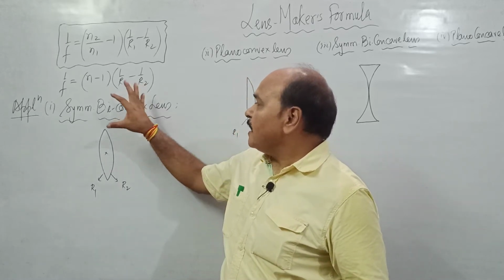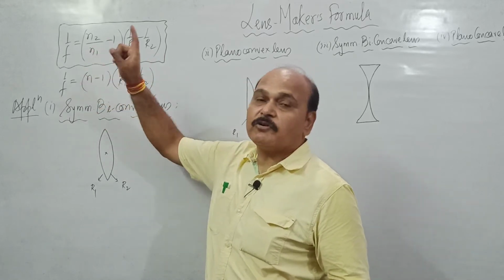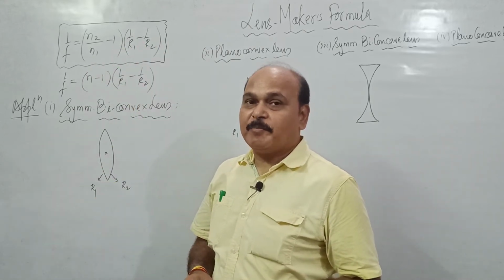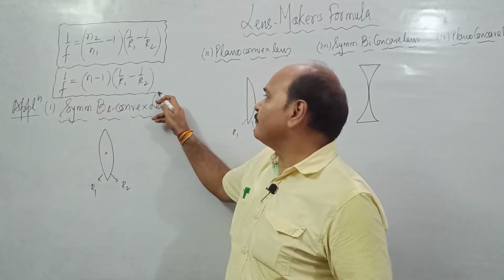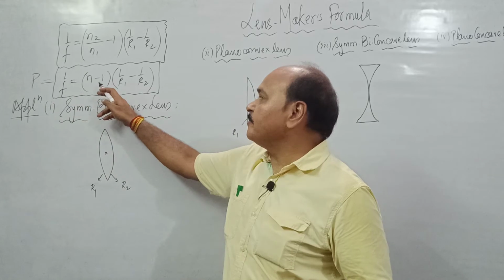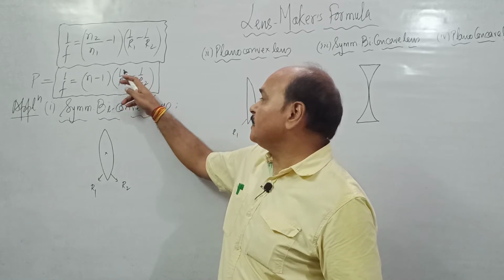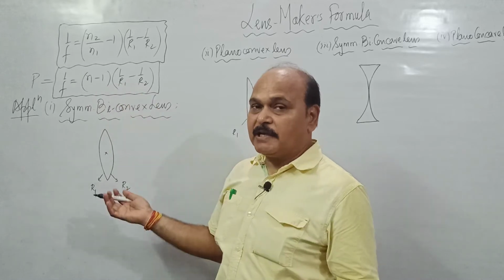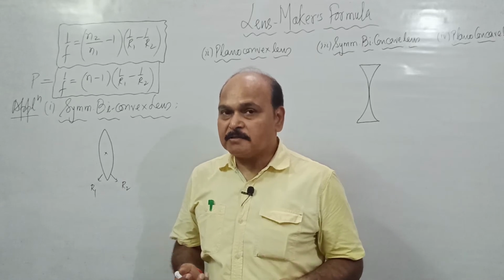Well, if ambient or the surrounding of the lens is air, in that case we can write n1 as what? 1, and n2 as absolute refractive index of the material of the lens. So this formula can also be written as 1 upon f. Remember, this 1 upon f is power of the lens. So power of the lens is n minus 1, that is absolute refractive index of the material of the lens, minus 1, then 1 upon r1 minus 1 upon r2. But remember, this is only when the surrounding of the lens is air. So in all these applications we are taking the surrounding as air.